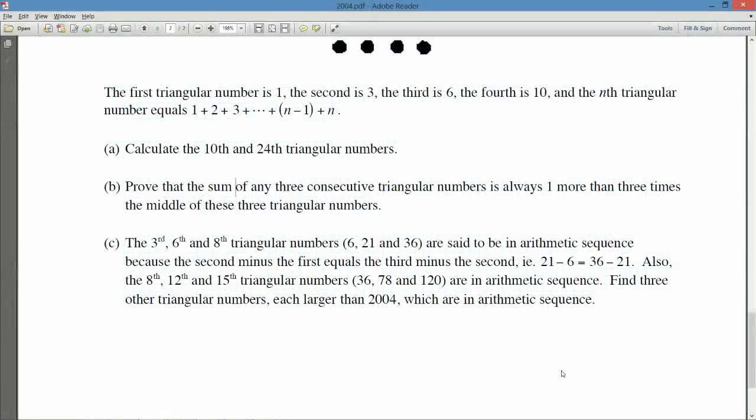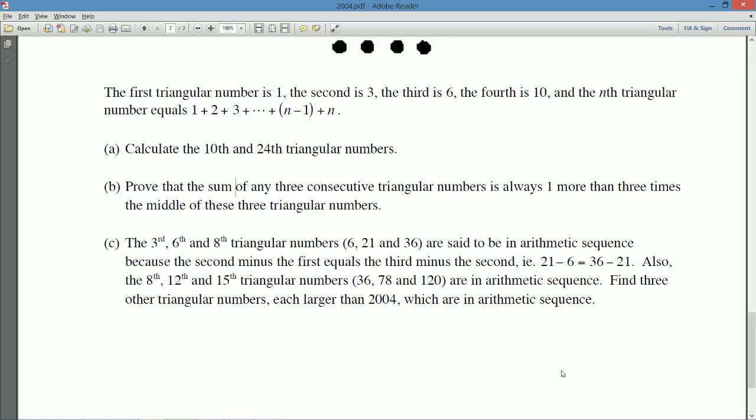Part C. Oh, it looks like it will be a wordy one. Okay, the third, sixth, and eighth triangular numbers, so that's 6, 21, and 36, in case we didn't already know what those were, are said to be in arithmetic sequence. I mentioned arithmetic sequences in part A. So they're in arithmetic sequence because the second minus the first equals the third minus the second. So 21 minus 6, that's 15, and 36 minus 21, that's also 15.